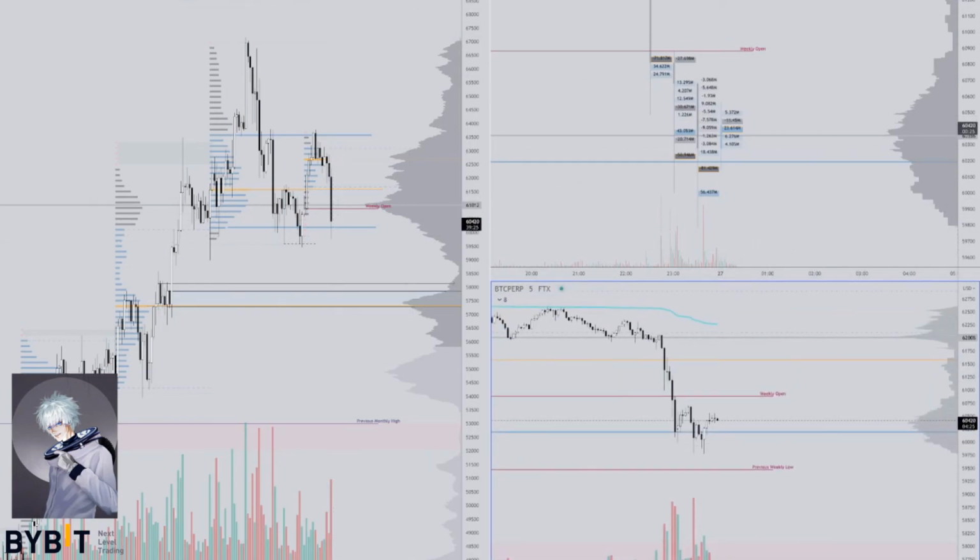So now what we wouldn't want to see is if we just don't make a new high here and we just continue rolling over, right? We don't want to see something like this. That's at what point we have to start cutting our long and looking for the opposite side of the trade.